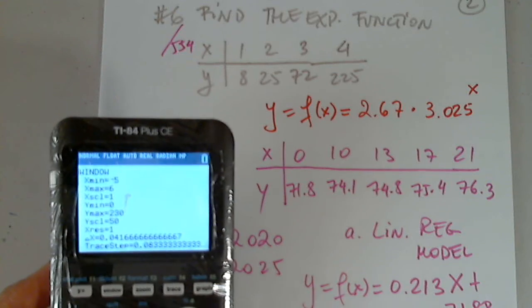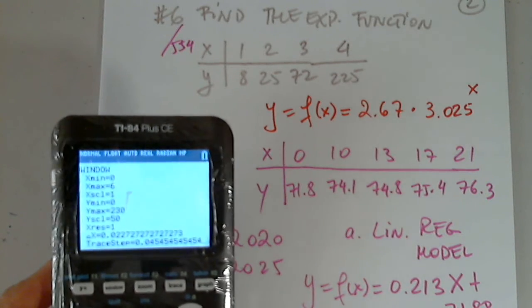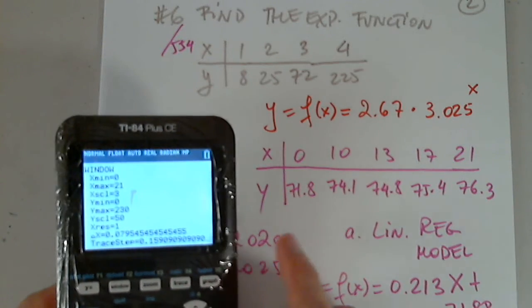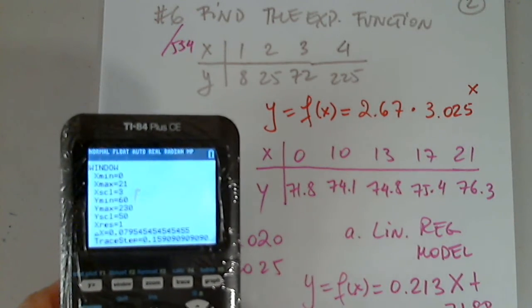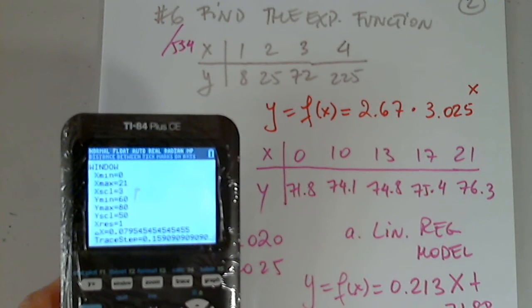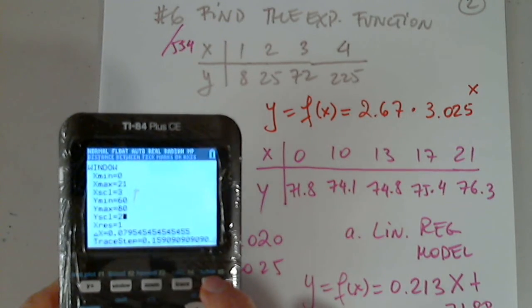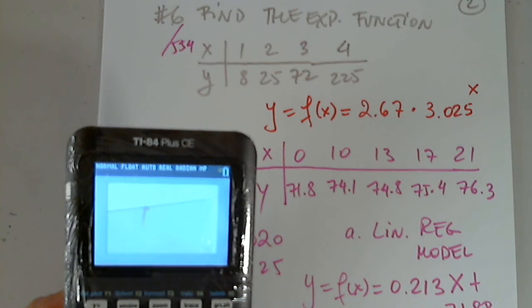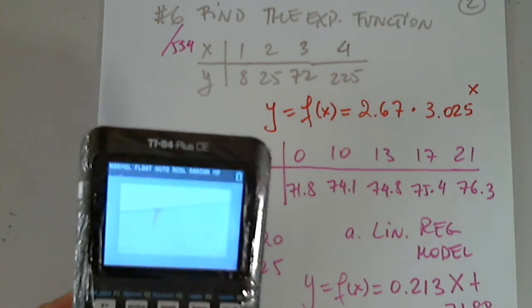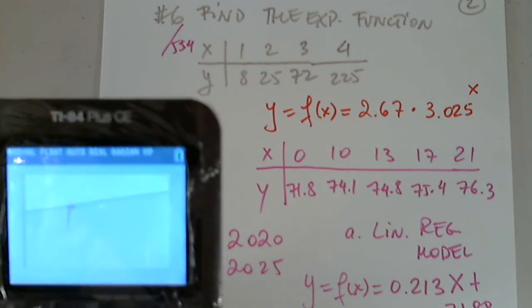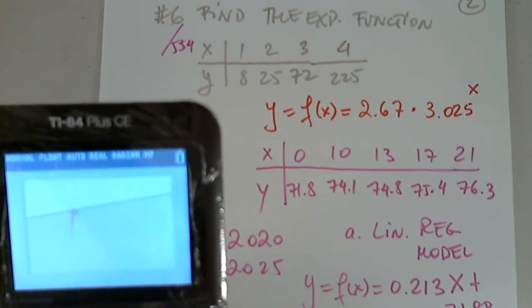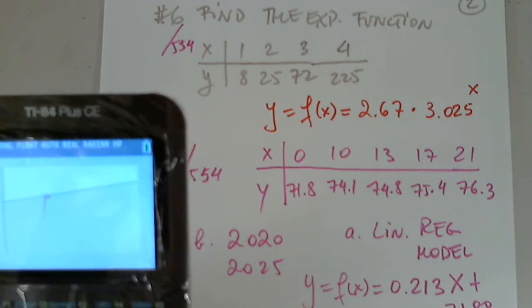So 0 to 21 with a scale of 3. And y minimum, 60 is enough. Y maximum, 80 is enough with a scale of 2. And then when I hit graph, I will see the function. I have to see why my calculator shows that shading. I'm not sure. I have to dig something up there. I'm not sure how it got that all of a sudden.